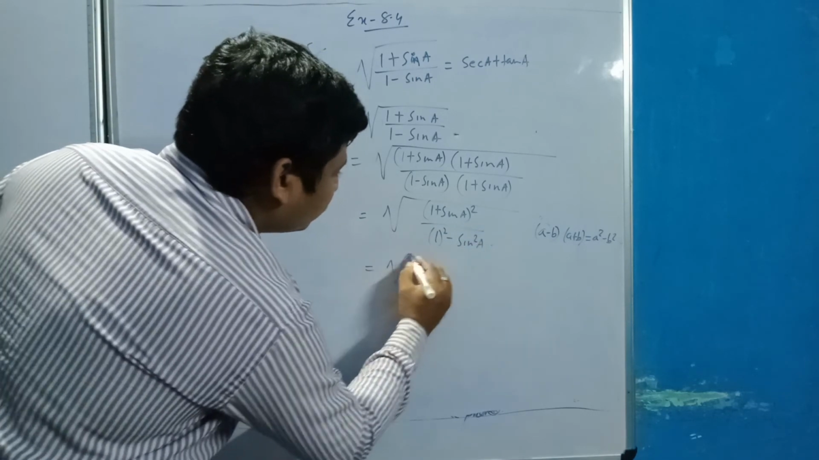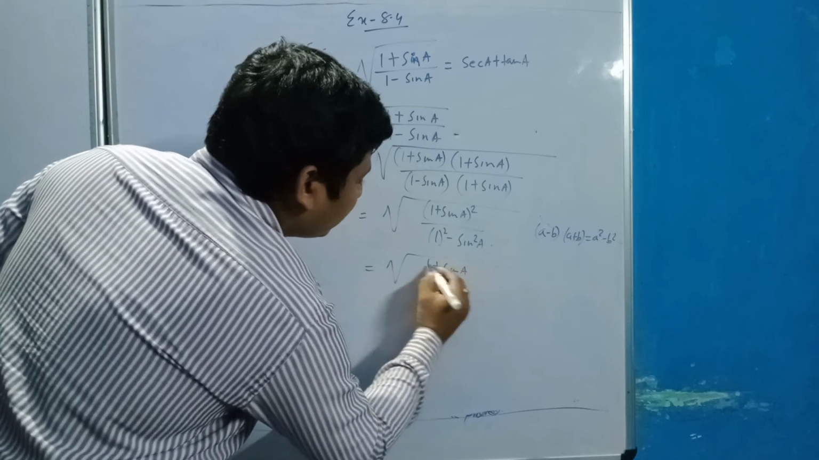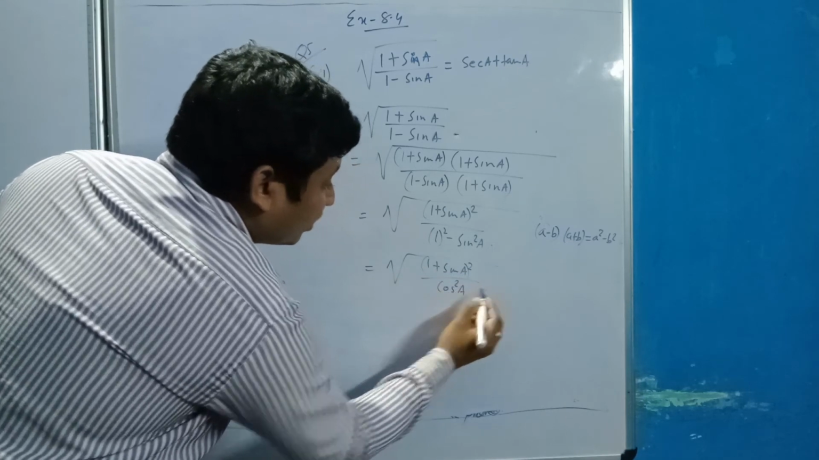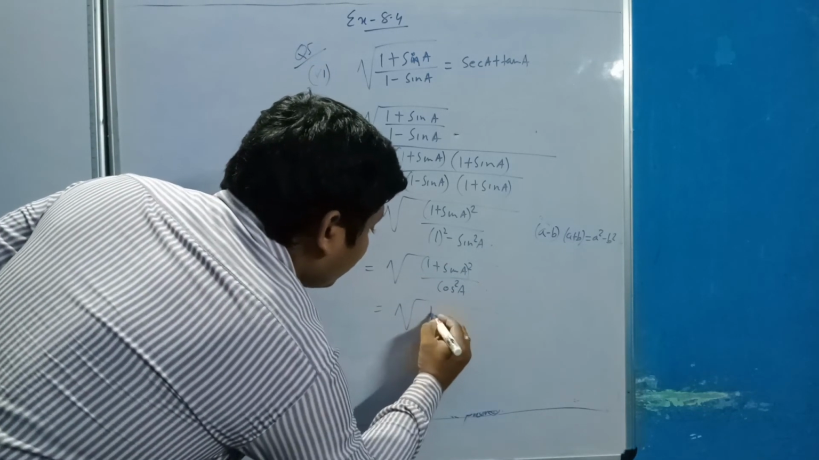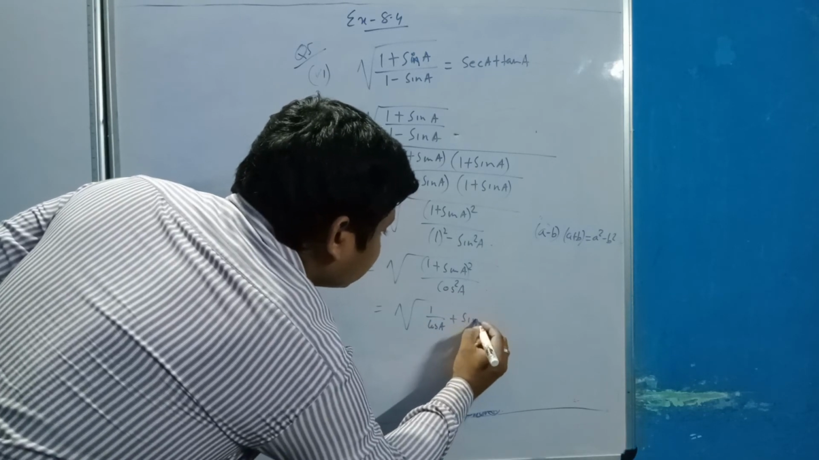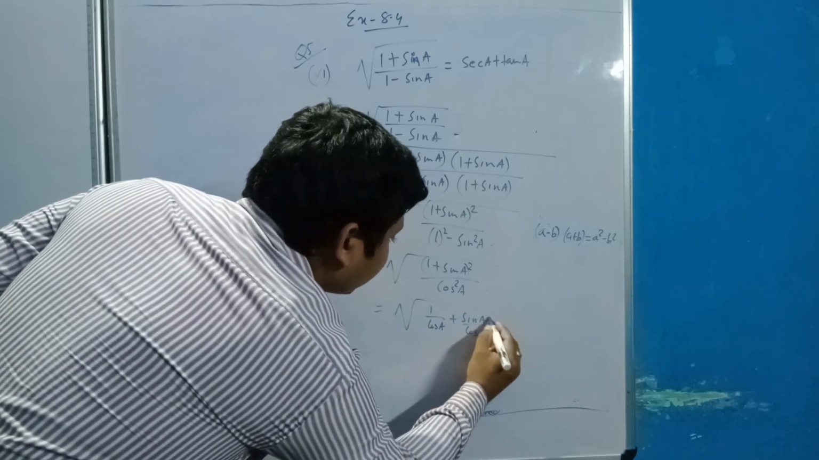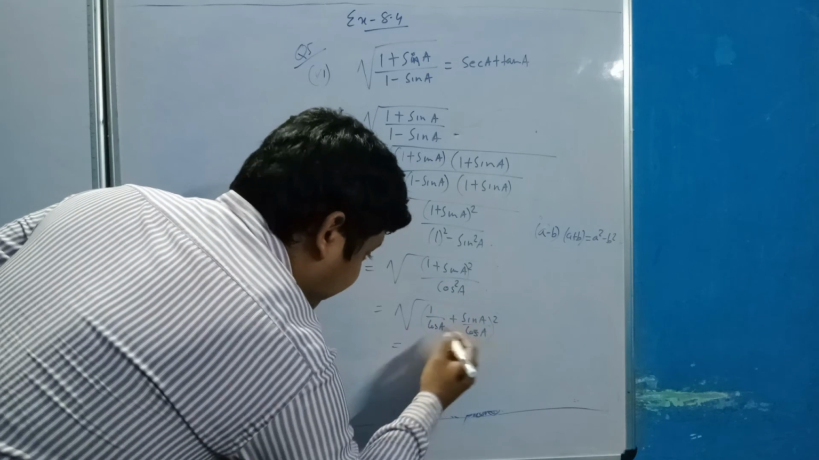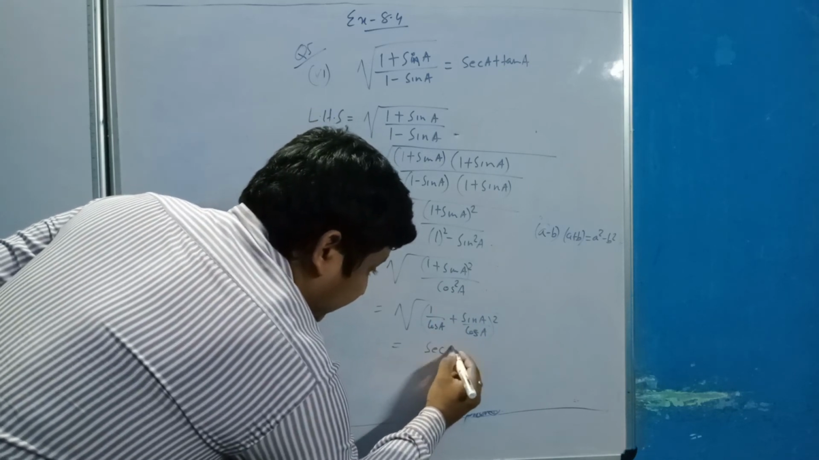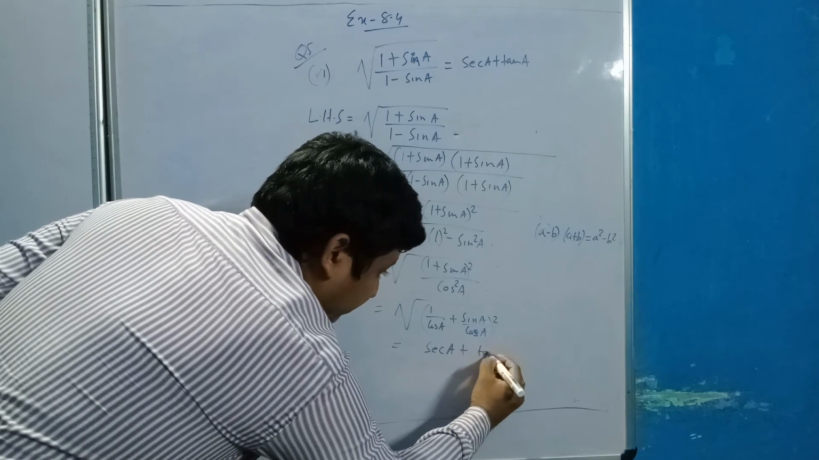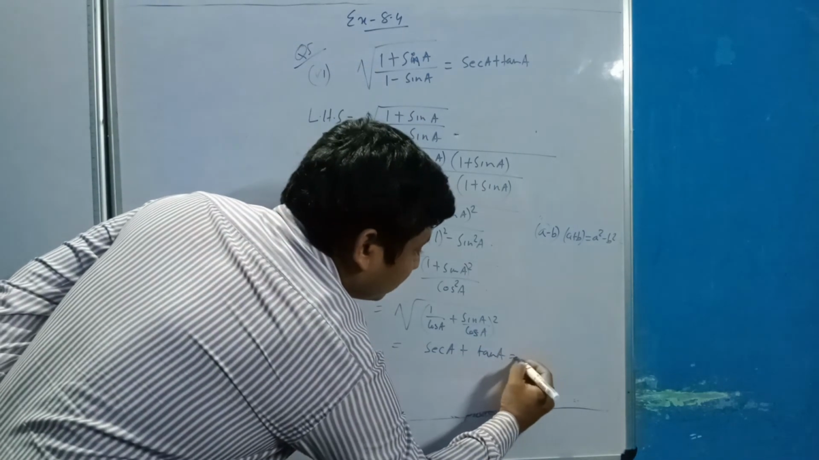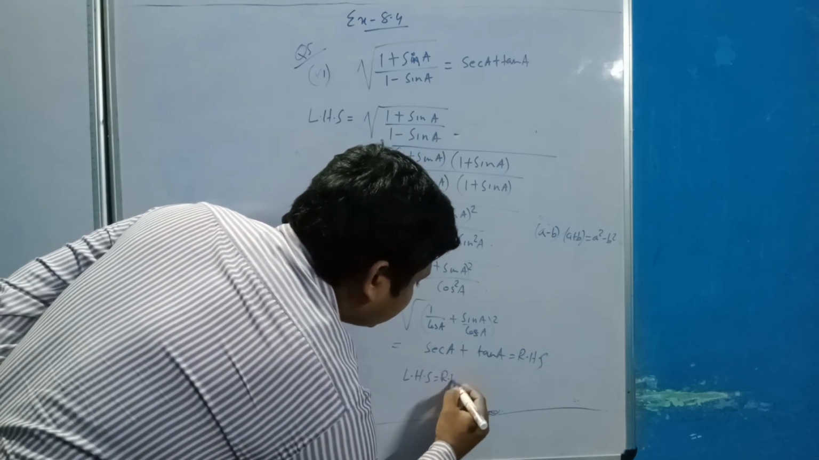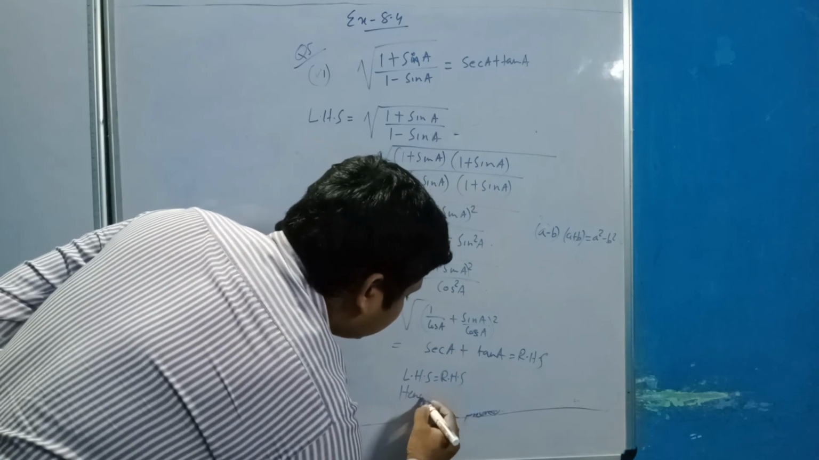It can be written as root over of (1 plus sin A) whole square divided by 1 minus sin square A, which is cos square A by the formula. So this can be written as (1 by cos A plus sin A by cos A) whole square. Now this square and root can be taken away. 1 by cos A becomes sec A. Sin A by cos A becomes tan A, which is your RHS. So LHS equals RHS. We can write hence true.